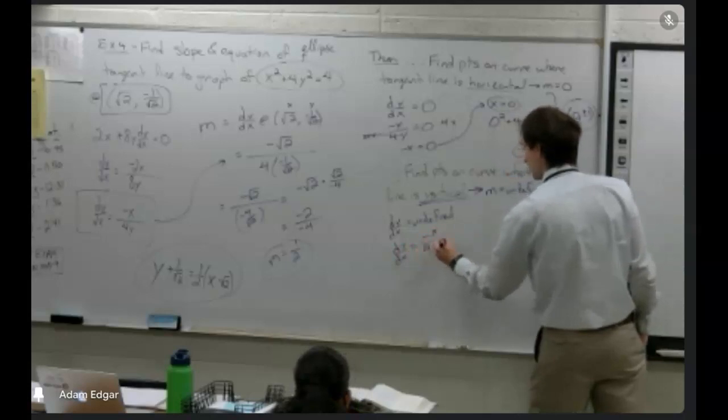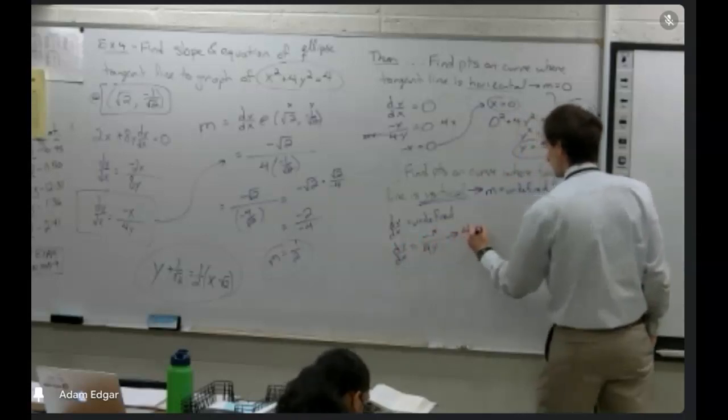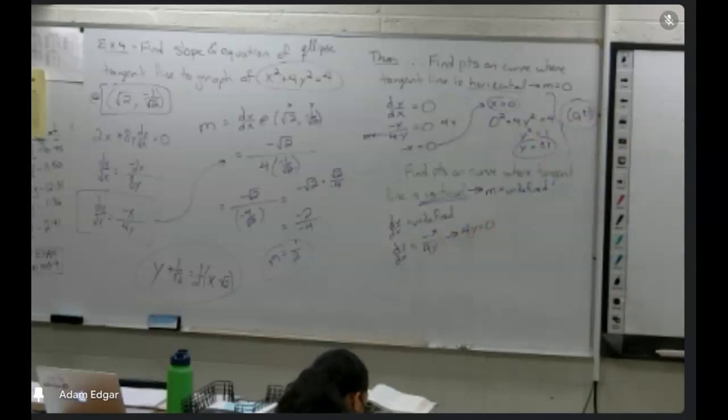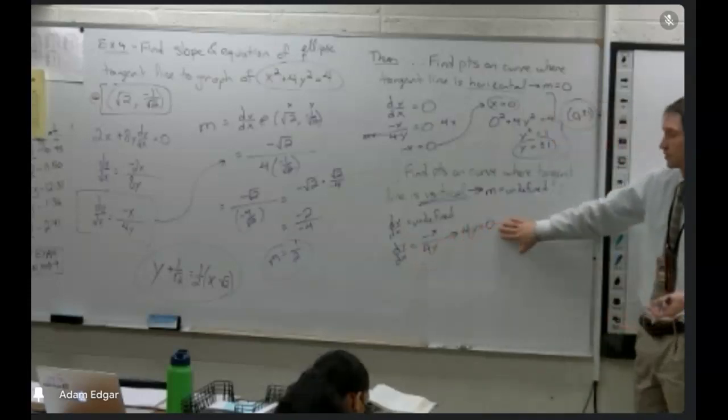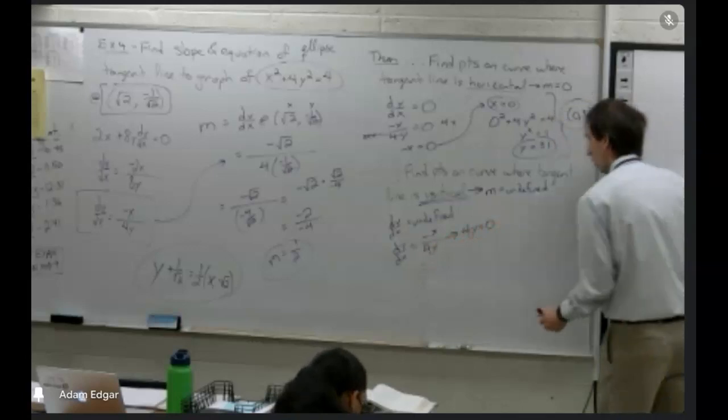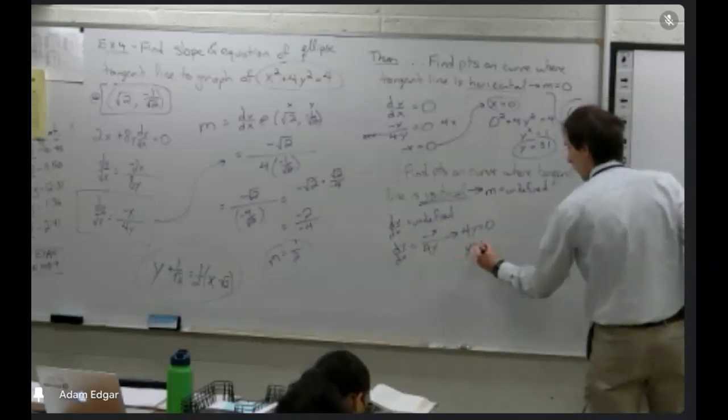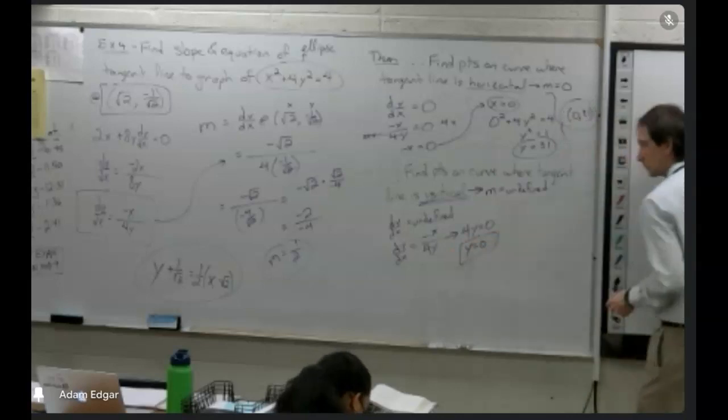So this is undefined if 4y equals 0. Right? So if you want to know when the derivative is undefined, because that's when the tangent line is vertical, just take the denominator only from the derivative, set just the denominator equal to 0 and solve. So you'd have y equals 0 as well. And then you do the same thing to get your point.